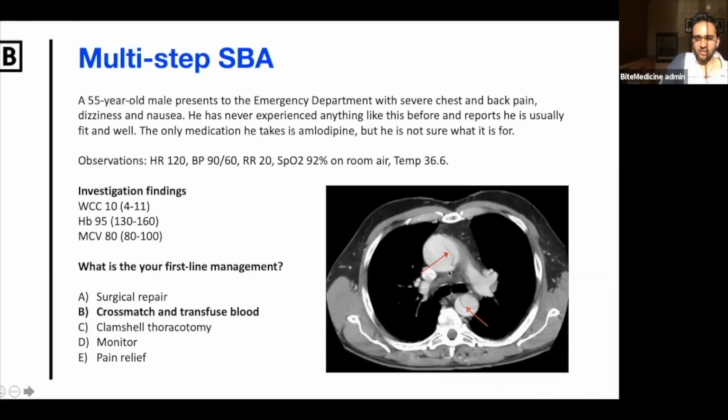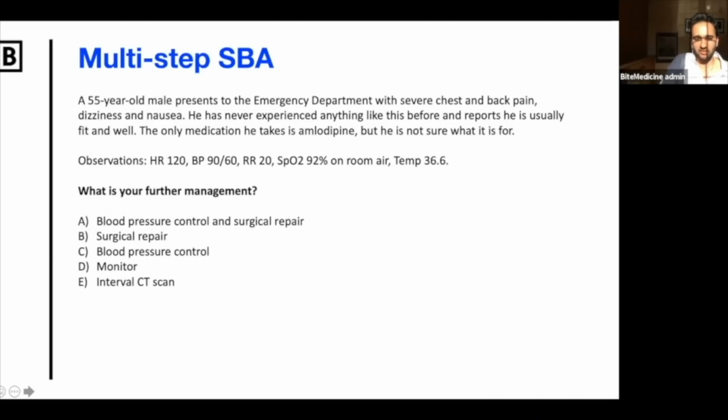The CT shows what's called an intimal flap that you can see here, and an intimal flap is the thing you're looking for on CT. So try and remember that for your exams. Intimal flap. Good. Sorry I couldn't get through all of your questions there. So these have improved. Let's say the observations have improved a little bit. We're giving blood now. What's your further management? What are we going to do?